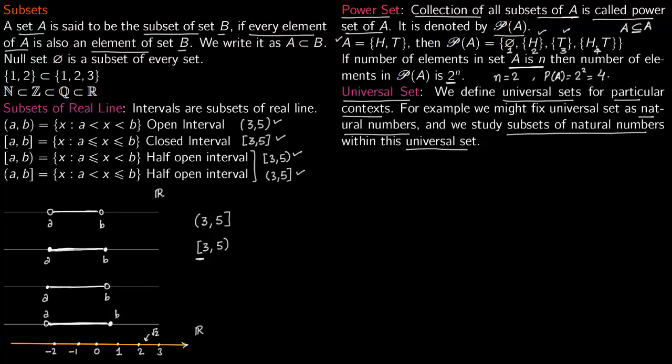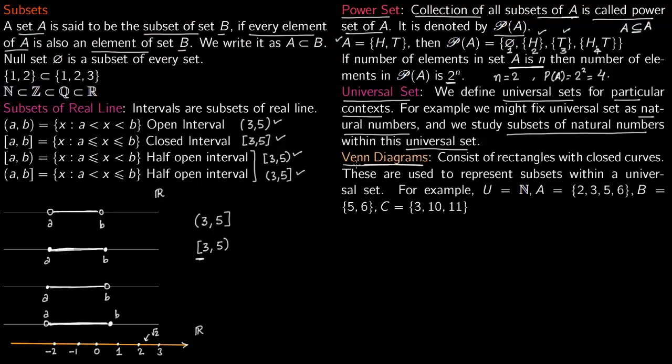So let us see an example of this in terms of Venn diagrams. First we talk about Venn diagrams. Venn diagrams consist of rectangles which have closed curves inside them. We are going to draw this, and these are used to represent subsets within a universal set. So first you fix a universal set and then you supply subsets to it. For example, say the universal set is natural numbers. So first you draw a rectangle and you say this is the universal set. This is equal to say natural numbers.